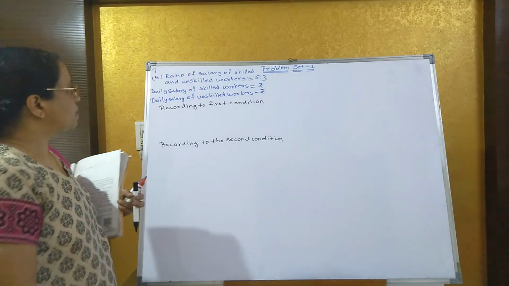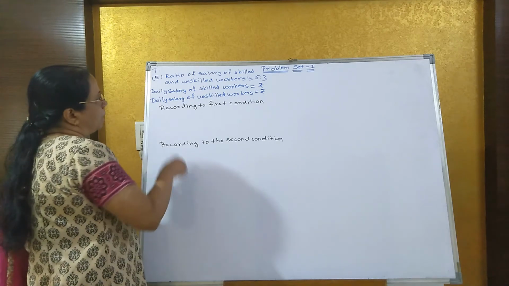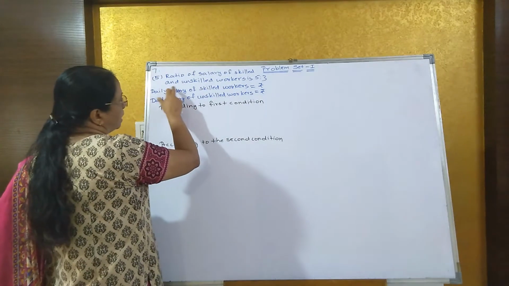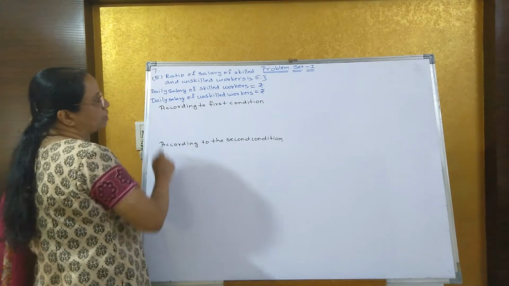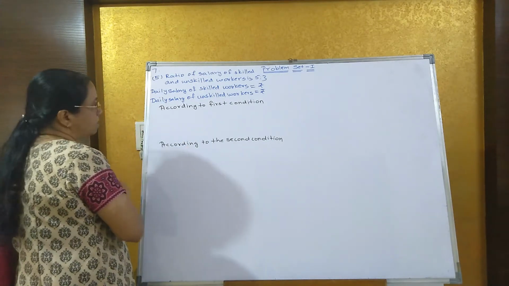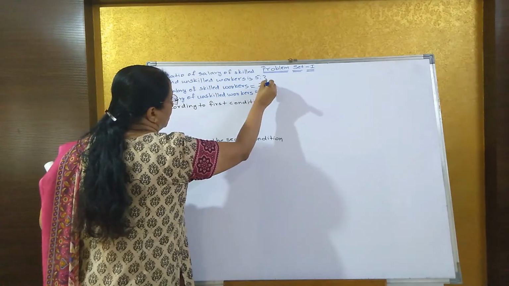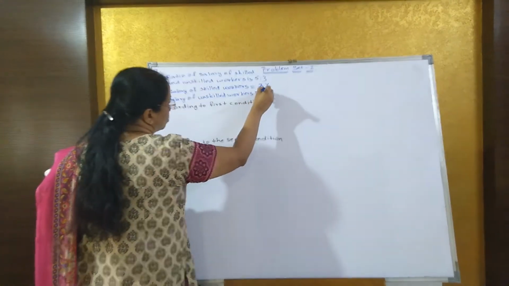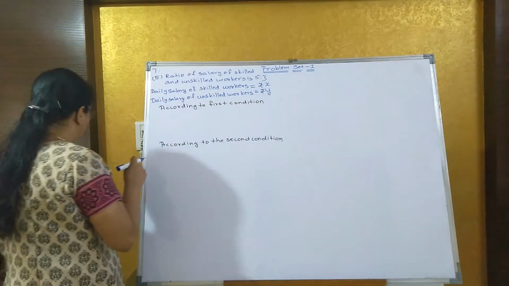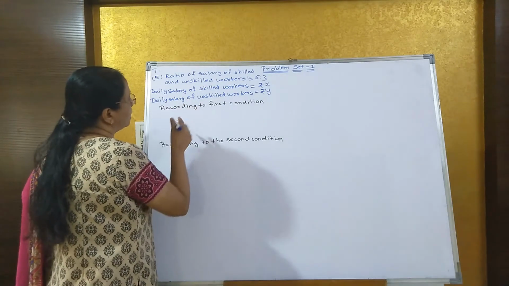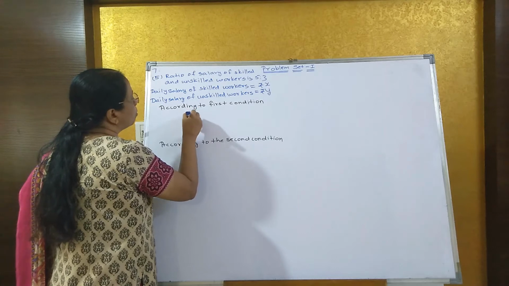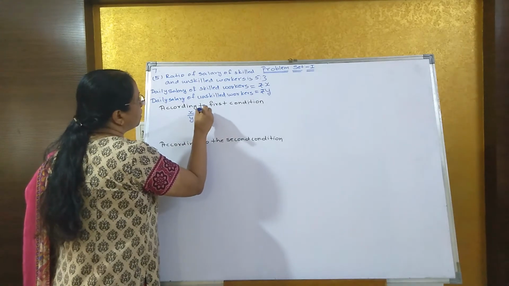Fifth sum of sum number 7. The ratio of the salary of skilled and unskilled workers is 5:3. So let us take the daily salary of the skilled worker as rupees x and that of the unskilled worker as rupees y. Now according to the first condition, they have given the ratio of the salary of skilled and unskilled, that is x upon y is equal to 5 upon 3.